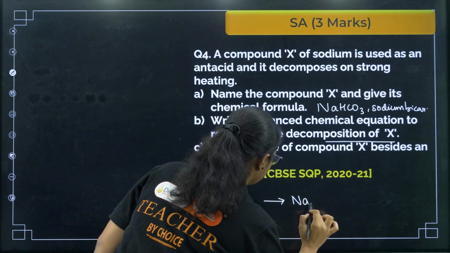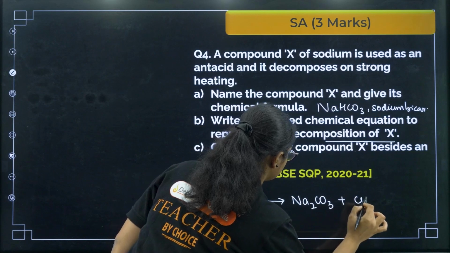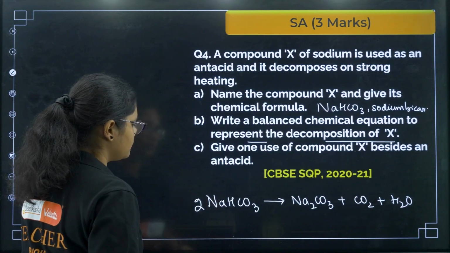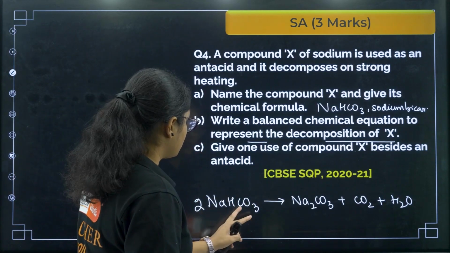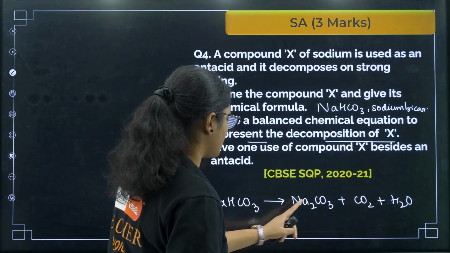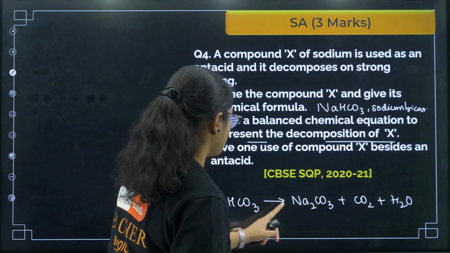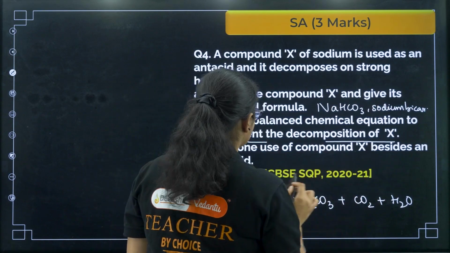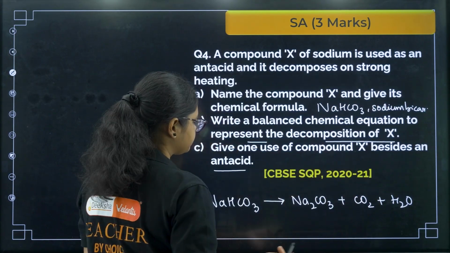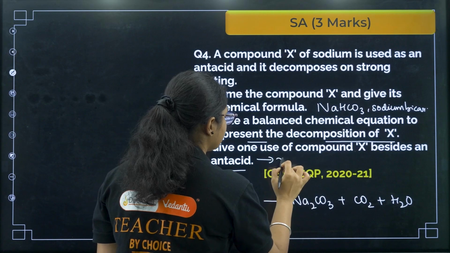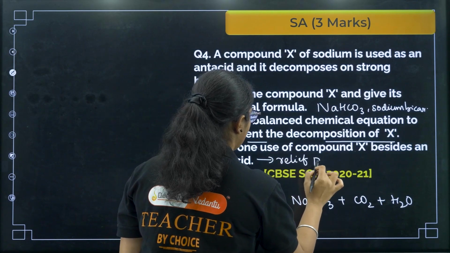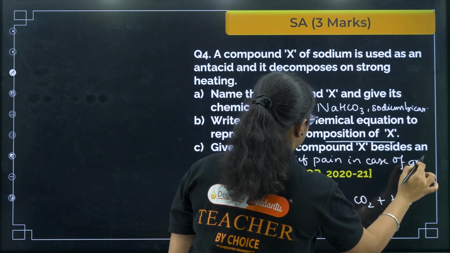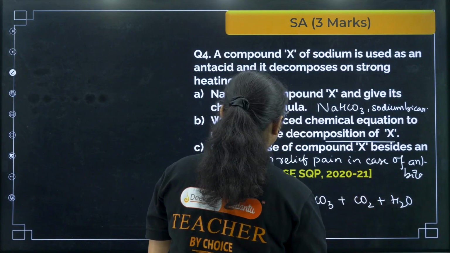NaHCO3 will give you Na2CO3 plus CO2 plus water, right? So if I want to balance it, definitely I have to make 2NaHCO3, so 2 Na. Now I have 2 carbon, then I have 6 oxygen, and then 2 hydrogen. Yes, this is also balanced. Give one use of the compound X besides an antacid. It is used as pain relief in case of ant bite or insect bite, you can write.